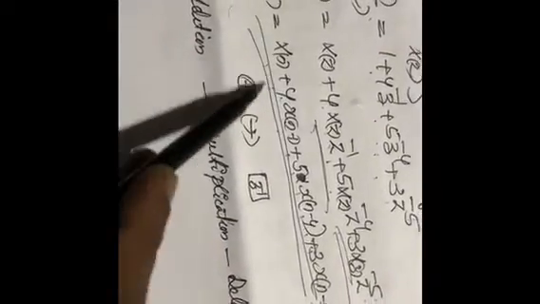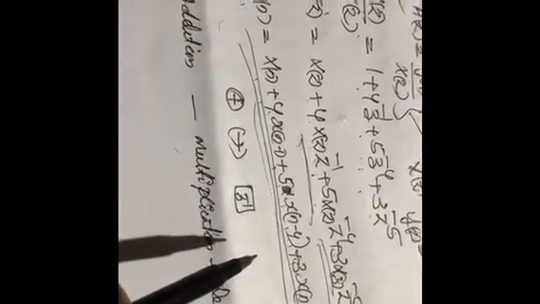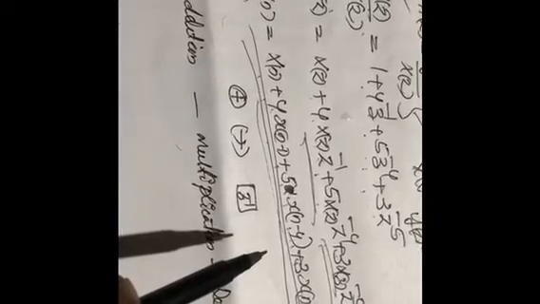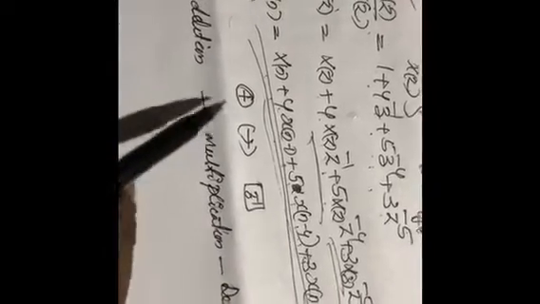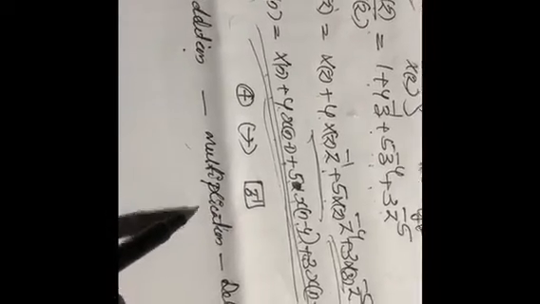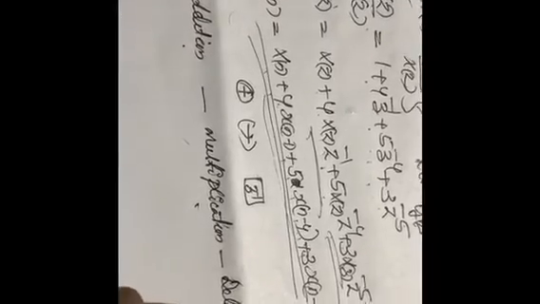From this last equation, we see that mainly there are three mathematical operations. First one is addition, second one is multiplication, and third one is delay network.